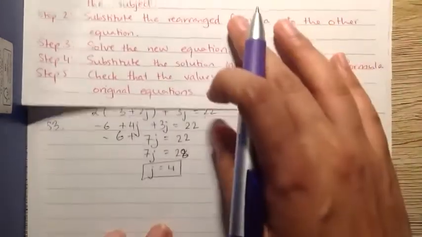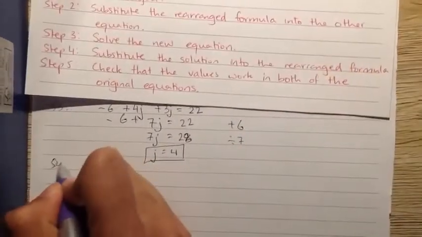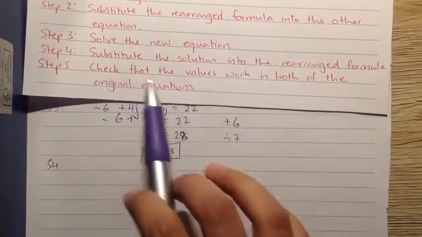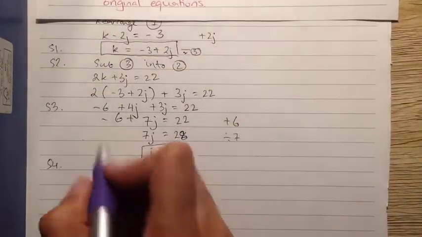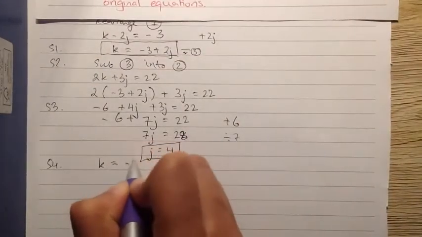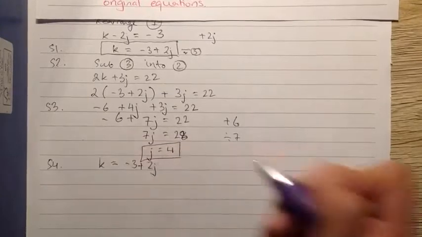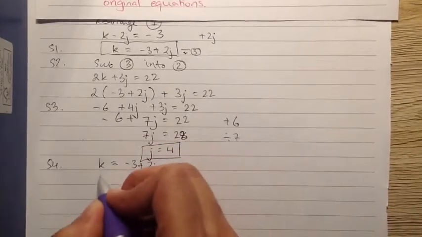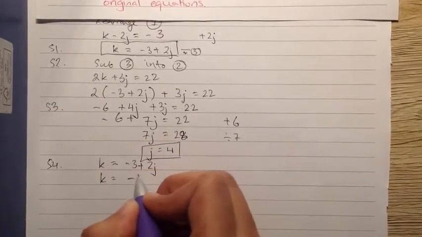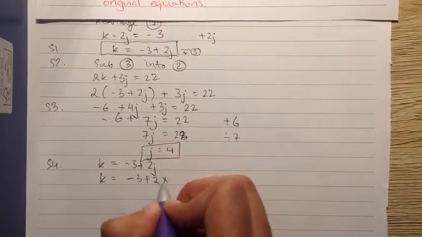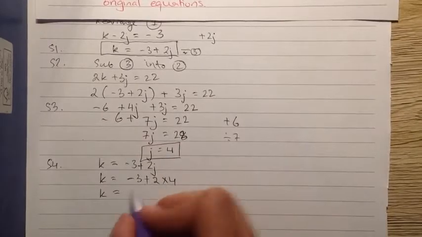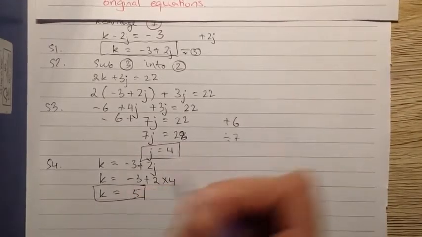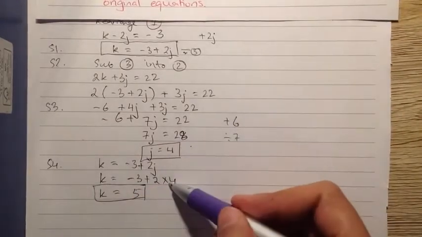The next step, step 4, is substitute the solution into the rearranged formula. So our rearranged formula was k equals negative 3 plus 2j. So that's going to become negative 3 plus 2 times 4. So k equals negative 3 plus 8, which is 5. Alright, so we have our two solutions.